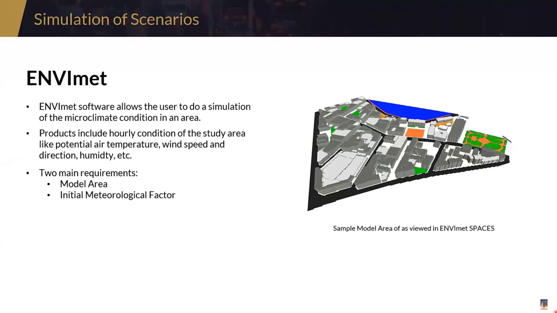So we have two main requirements before we can start yung simulation sa NVMET. So the first is yung model area. So as you can see sa right, this is a sample model area as viewed sa software na NVMET. So as you can observe, there are buildings, so may mga vegetation, yan. And the next requirement is yung initial meteorological factor. So these are yung initial condition nung place before starting the simulation. So ano yung temperature niya at the start of the simulation, ano yung wind speed, direction, etc. Other conditions ng area.